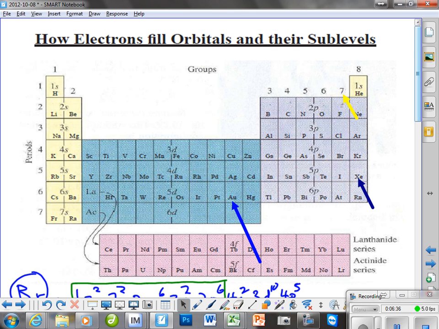Remember during the test I told you how to do the valence electrons. Valence electrons always match the column number, and so this column is 3, 4, 5, 6, 7, and 8 valence electrons, and we go across the valley here and back here to find the other valence electrons. In column 2 we have 2 valence electrons, and in column 1 we have 1 valence electron.